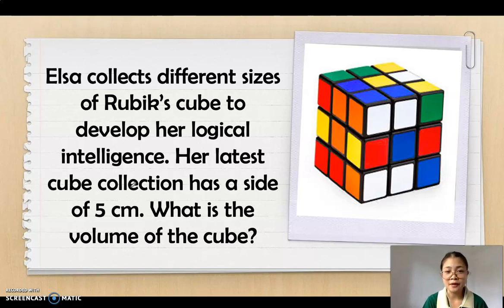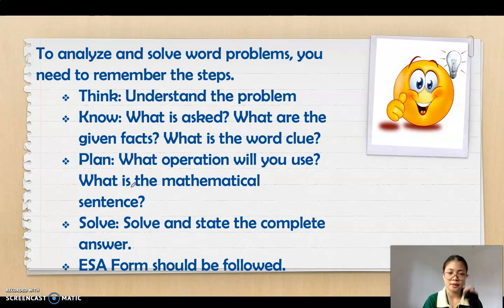Now, I have here steps in solving word problems. To analyze and solve word problems, you need to remember the steps. First is think. You understand the problem. Next, know. What is asked? What are the given facts? What is the word clue? Next, plan. What operation will you use? What is the mathematical sentence? And lastly, solve. Solve and state the complete answer.